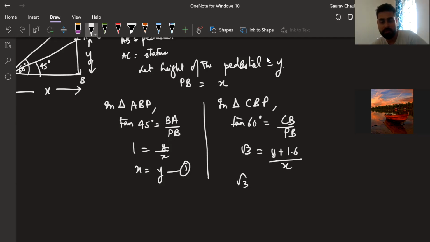So tell me what was the next step? Are you struggling with the next steps here? Yes, a little confusion. Take X to the left side. What happens? This is fully one fraction, one numerator, one denominator. Cross multiply root 3. So root 3x is equal to Y plus 1.6. Okay. This is my second equation.